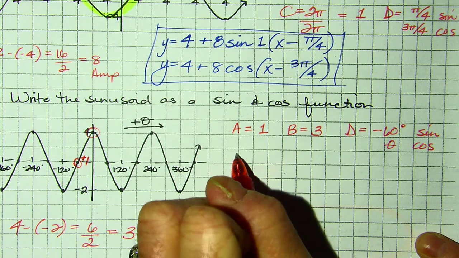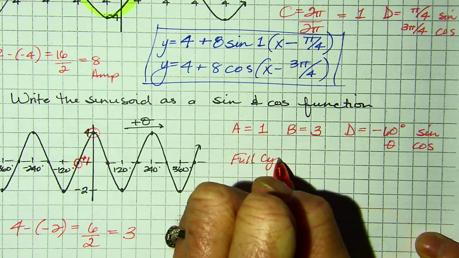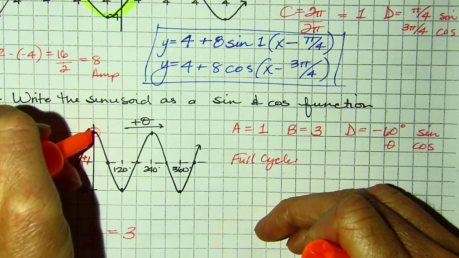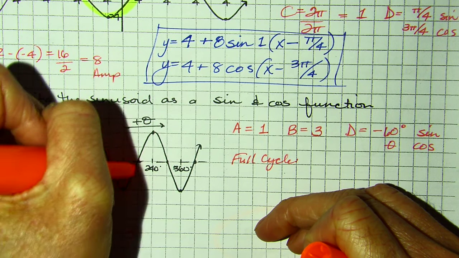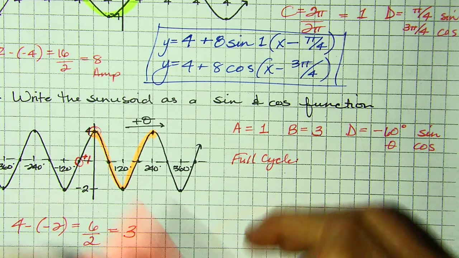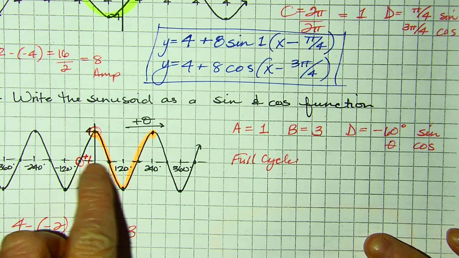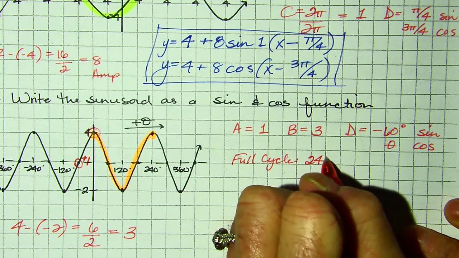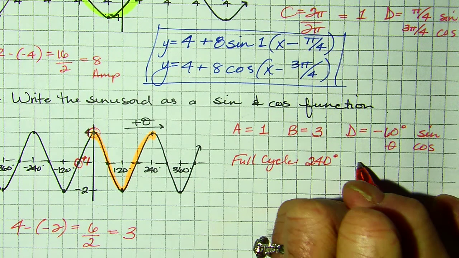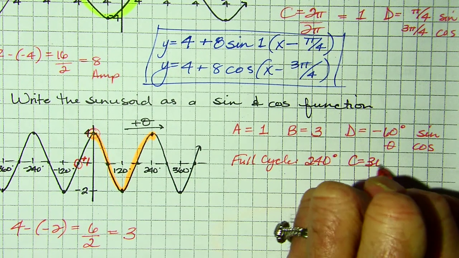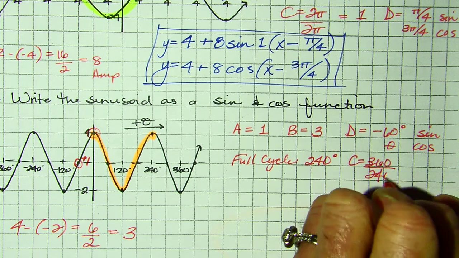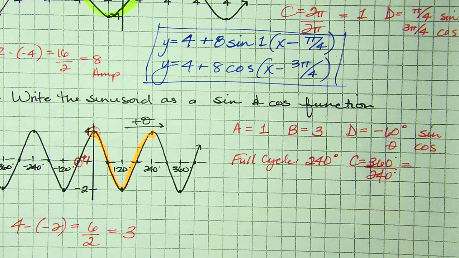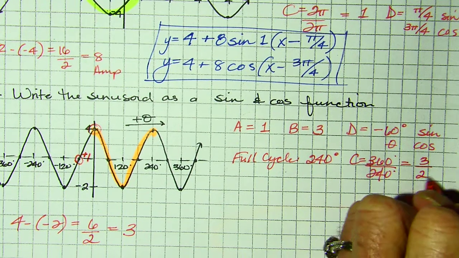So now let's determine our full cycle. So I'm gonna go ahead and use from peak to peak. I think that's easier because it's perfectly labeled for us. So it went from 0 to 240. So a complete cycle happened in 240 degrees. So C equals 360 divided by 240. Reduce that. I'm going to reduce it by 120, and I get 3 over 2.